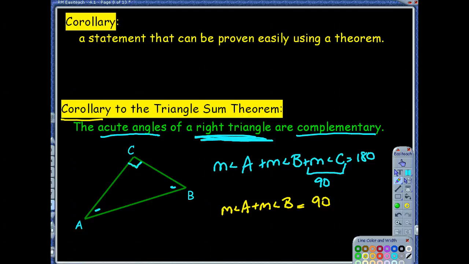Me too. But it's good to know that those acute angles add up to 90, because what if I told you this is 40 degrees? Could you tell me what angle B is right away? I wouldn't even have to do any work. I know it's going to be 50. And guys, I'll tell you that it's just a shortcut. It's a shorter shortcut even than just knowing the triangle sum theorem.